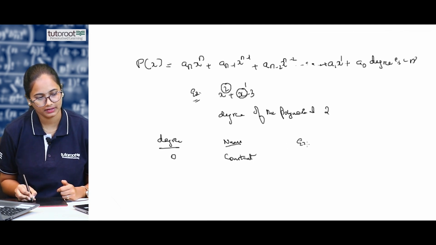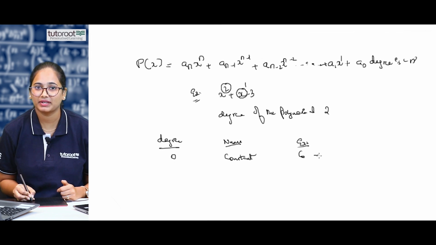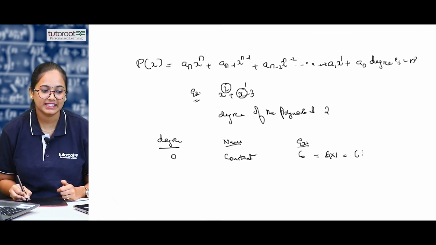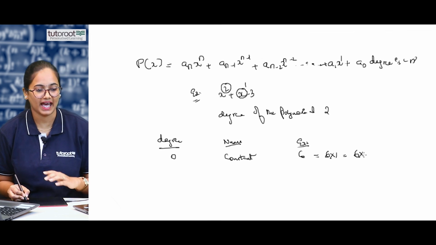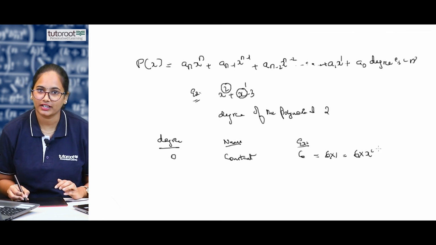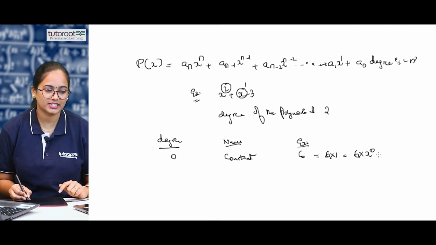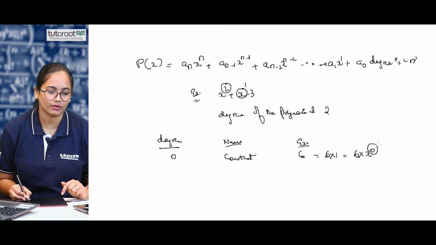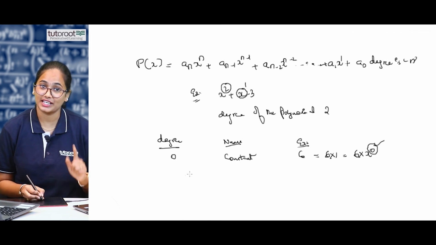For example, here it is 6. 6 can be written as 6 into 1. That means 6 into 1 can be replaced as 6 into x naught. So 6 is a constant because the power of x is 0. Okay, so the degree is 0 here.